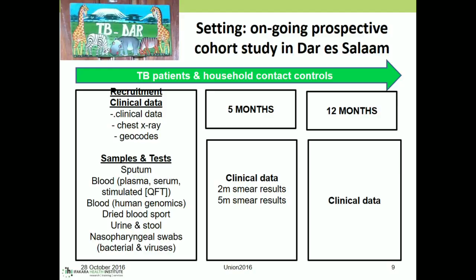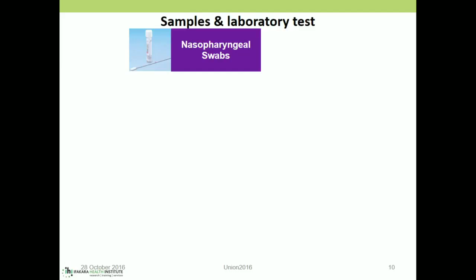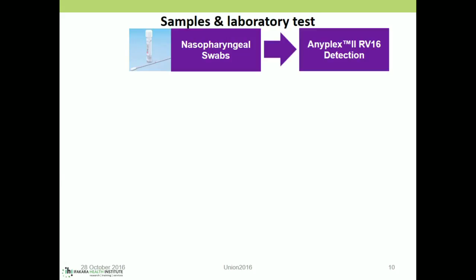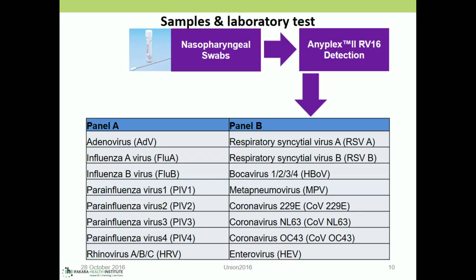So at recruitment, at 5 months and 12 months, most of the work is done at recruitment, where we took a lot of samples to establish the comorbidities, specifically HIV, helminth, and also respiratory viruses, but also respiratory bacteria. I'll be presenting only the results from the recruitment stage, whereby we took nasopharyngeal swabs and analyzed them with the Anyplex RV16 detection kit from Seegene, a company from South Korea. With this kit, there are two panels, A and B, and you can detect 16 viruses at the same time. So this is a multiplex PCR tool.